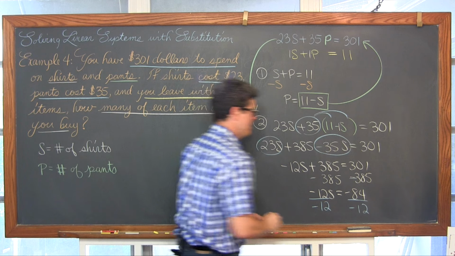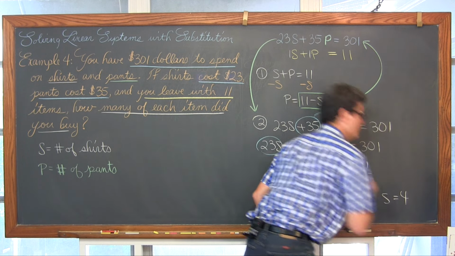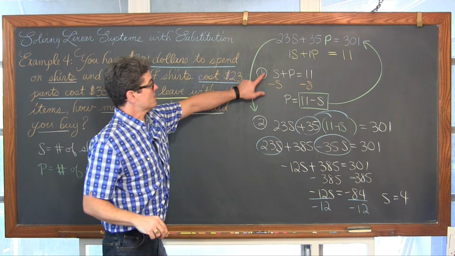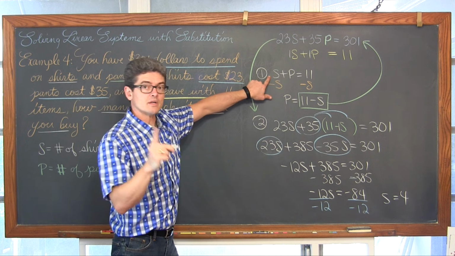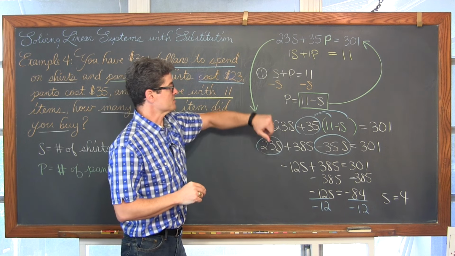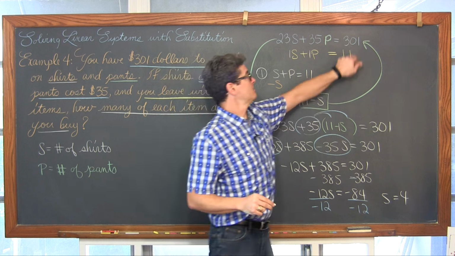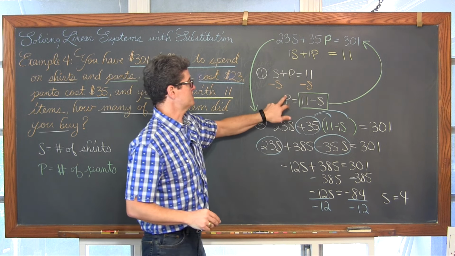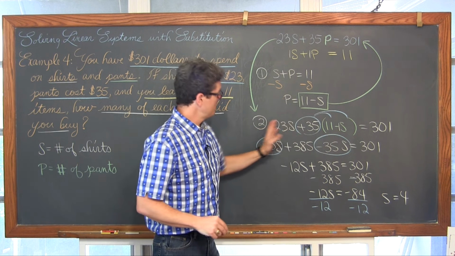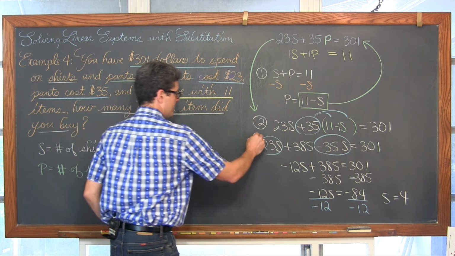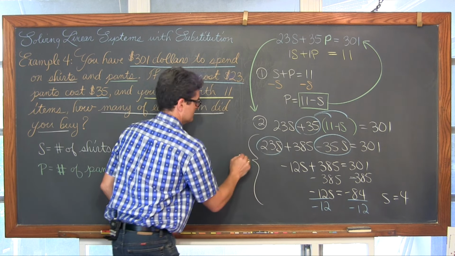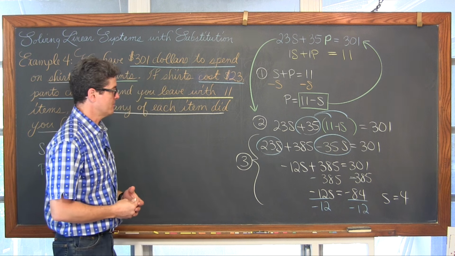And s comes out to be 4. So we took one of the equations, solved it for one of the variables, looked for those coefficients of 1, took that expression, and plugged it into the other equation. It was equal to p, so it went in for p. And then we did step 3 without labeling it, which is solve for the remaining variable.